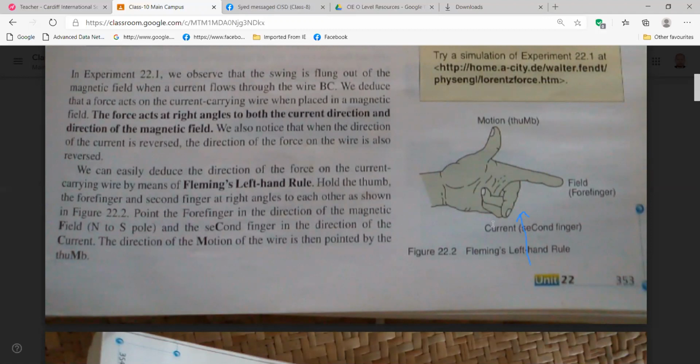Sir, can you say it once more? If we reverse the direction of magnetic field and current together, then the motion will be upwards.